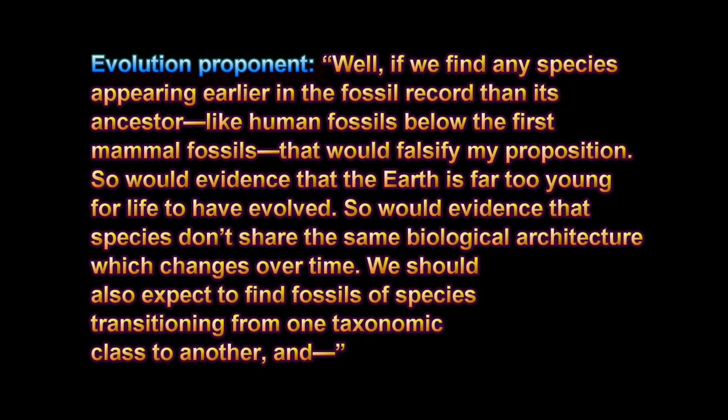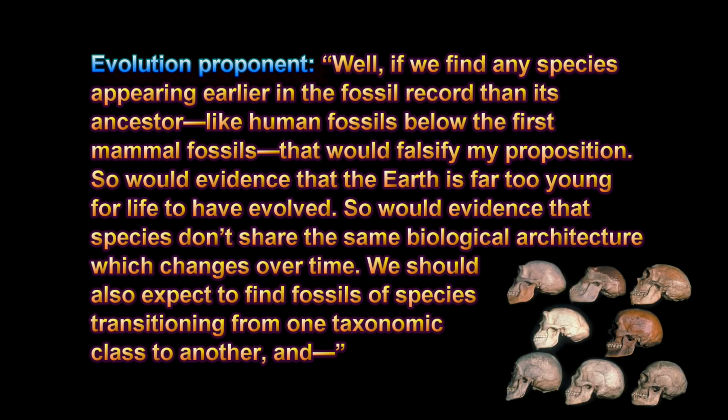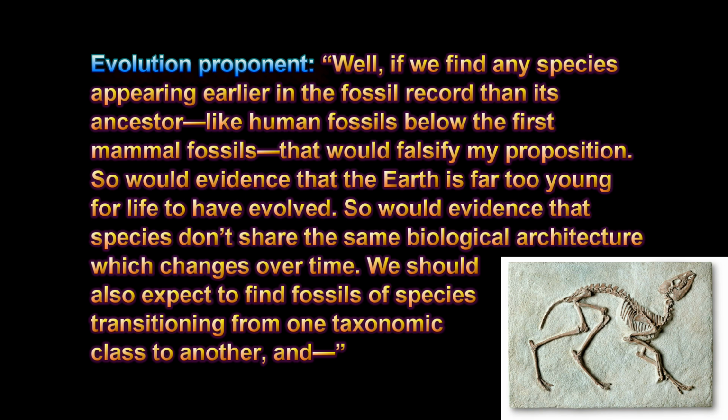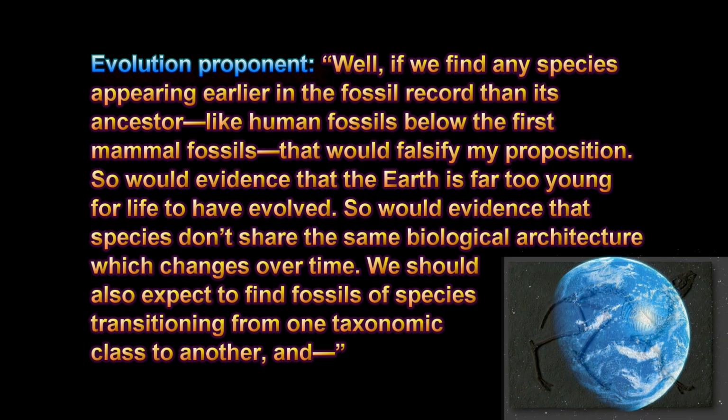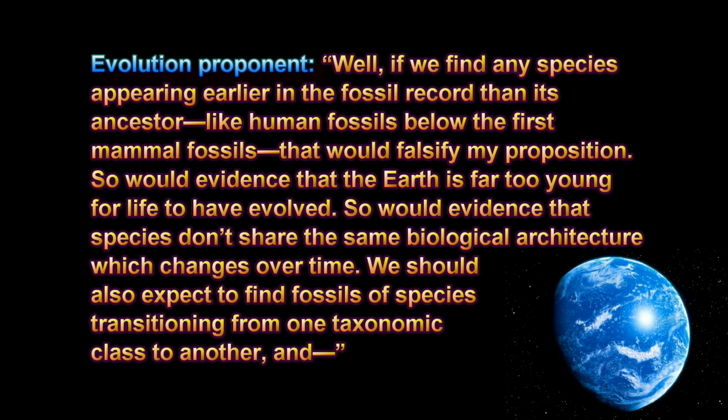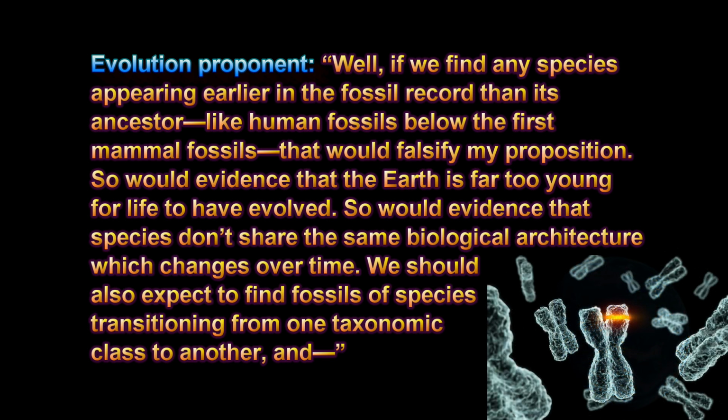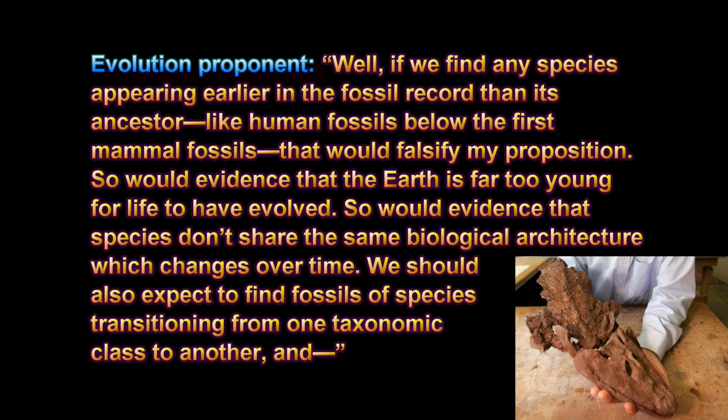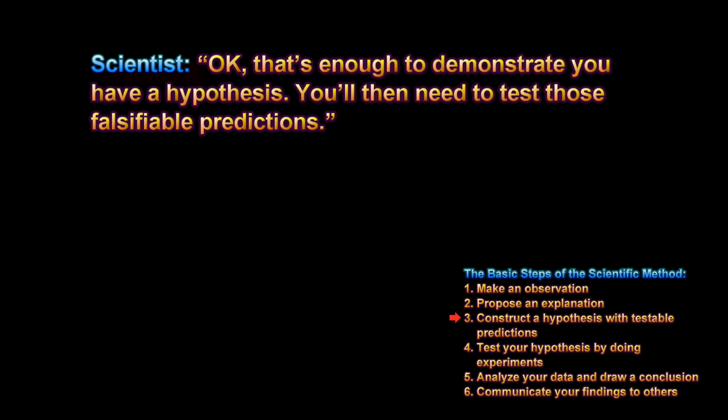"Well, if we find any species appearing earlier in the fossil record than its ancestor, like human fossils below the first mammal fossils, that would falsify my proposition. So would evidence that the Earth is far too young for life to have evolved. So would evidence that species don't share the same biological architecture which changes over time. We should also expect to find fossils of species transitioning from one taxonomic class to another, and, okay, that's enough to demonstrate you have a hypothesis. You'll then need to test those falsifiable predictions.